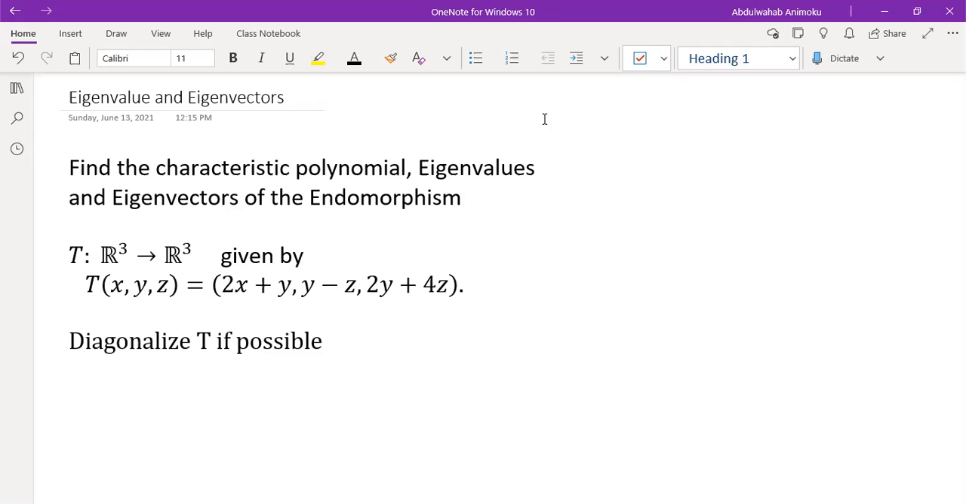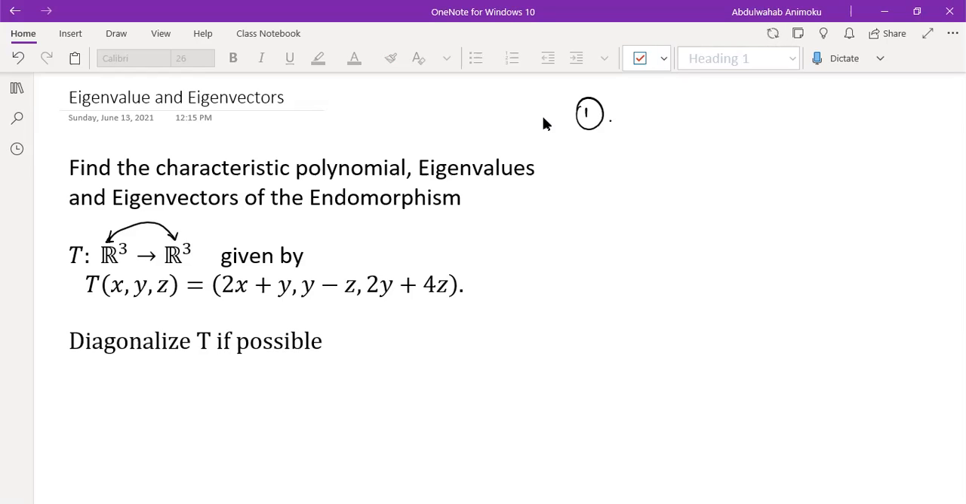As you can see, this transformation is from R cube to R cube, and the transformation is given. We are asked to diagonalize this if possible. So this is an endomorphism, as you can see, it is from one vector space to the same vector space. Then we are asked to look for the characteristic polynomial, the eigenvalues and eigenvectors. Once we find this, we can use this information to diagonalize the transformation. So let's see how we can do this.